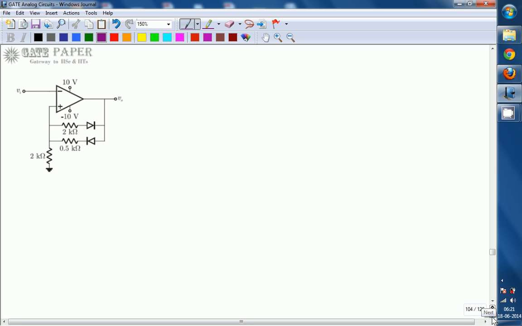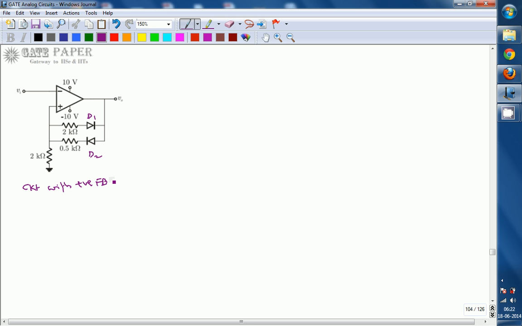So this is the circuit diagram given, and these are the diodes. We are assuming this is D1 and this is D2. Since the output is connected to the non-inverting terminal, the output is fed back to the non-inverting terminal, so this is a circuit with positive feedback. It doesn't have negative feedback.